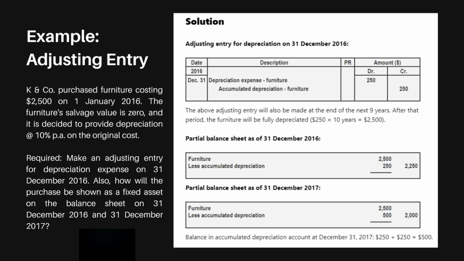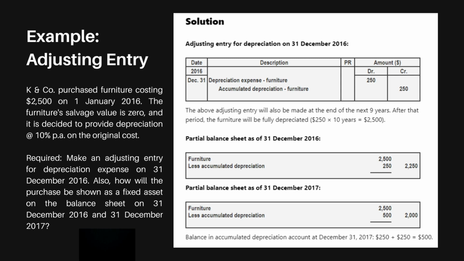So what is shown here on the right side is the solution of the adjusting entry for depreciation on 31st December 2016. So first the table shows the date and a description, which is the depreciation expense furniture and the accumulated depreciation furniture, and then the amount or the cost. And then the above adjusting entry will also be made at the end of the next 9 years. After that period, the furniture will be fully depreciated.